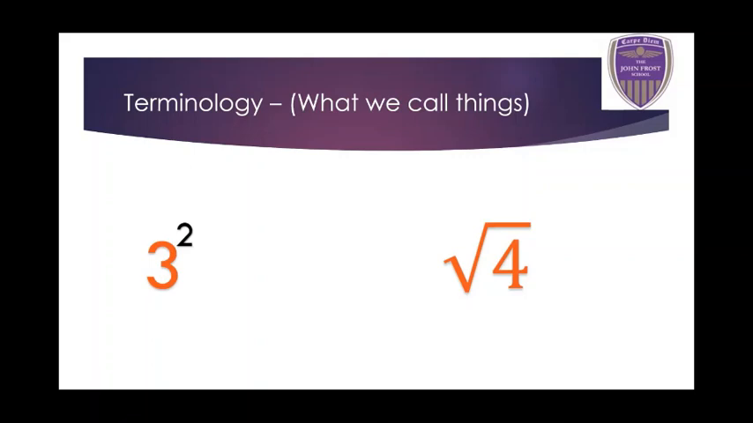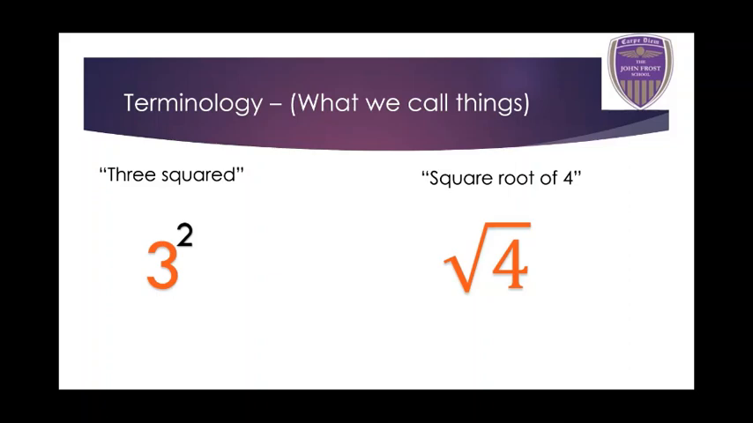So before we go into that, let's talk about the terminology of powers and roots, okay? So terminology is just a fancy word for what we call things, or the names of things. So let's start with the number on the left. We've got a big 3 and a little 2, and in maths we would call this 3 squared. If we look at the number on the right, it's like a V shape that puts a little roof over the number 4, and we would call that the square root of 4.